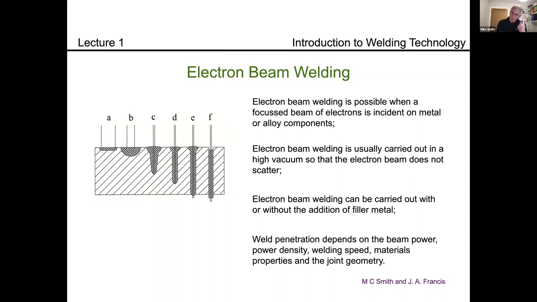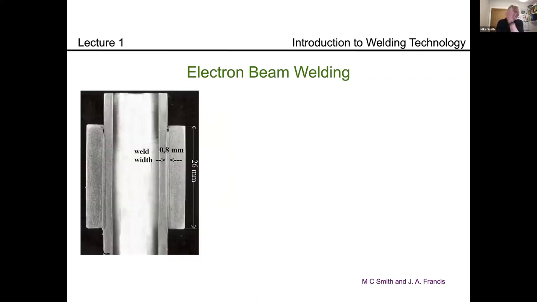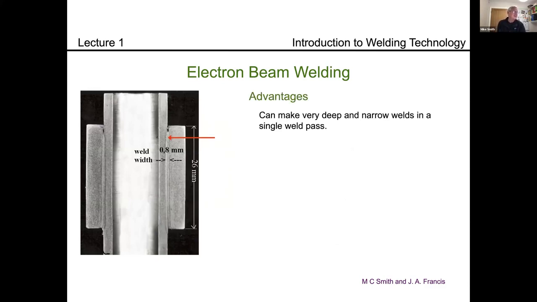So although you have a hole all the way through or a long way into your component because the electron beam is vaporizing the metal, when it's passed on, you form a continuous welded joint and you can get something very thin and narrow. And here's an example. That's an electron beam where we've welded a collar onto a pipe. The weld itself is only 0.8 millimeters thick and it's 26 millimeters long. Now you cannot do that with arc welding. You can do it with electron beam welding, and you'll see we can do it with laser welding as well in a moment, but that's one of its advantages. It can make a very deep and a very narrow weld in a single weld pass.